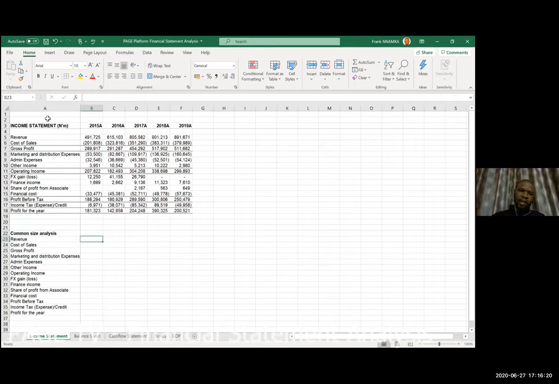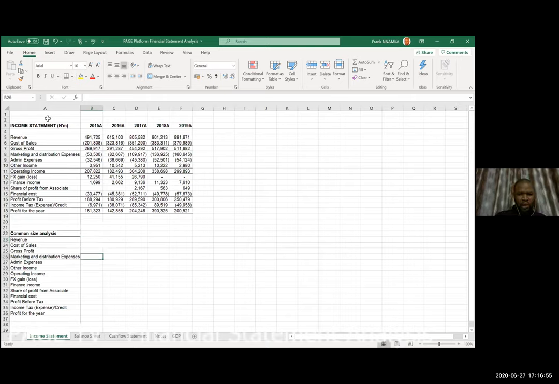Okay, so for common sizing of the income statement, what we do basically is to use revenue, which is the key driver of the income statement, to weight every other item of the financial statement. So we do revenue over revenue for this very year. You pick revenue for each year, and we use it to common size other items of the financial statement.